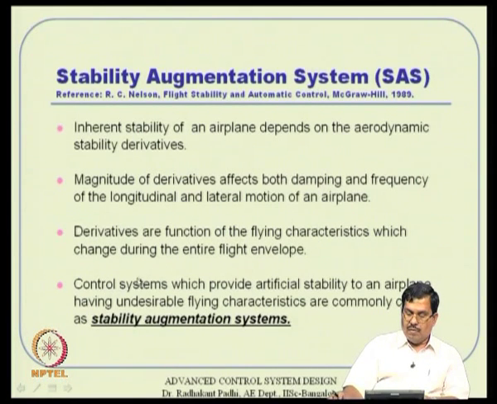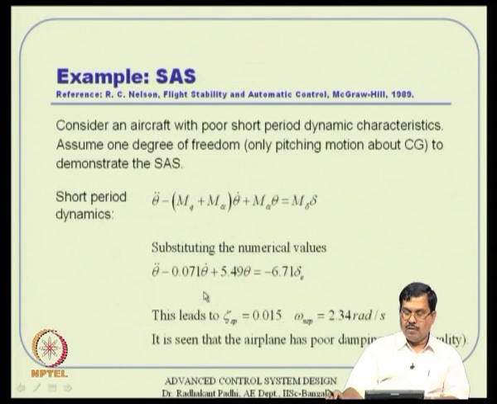What we are doing here is a control system which provides artificial stability to an airplane having undesirable flying characteristics, commonly called a stability augmented system. That means part of the control is built in, and another part you excite through a different input. That is the idea of a stability augmented system. Let us give another example before we wind up. Let's say the short period dynamics is something like this. It has poor short period dynamics and we want to augment it and get better short period dynamics. How do you do that?